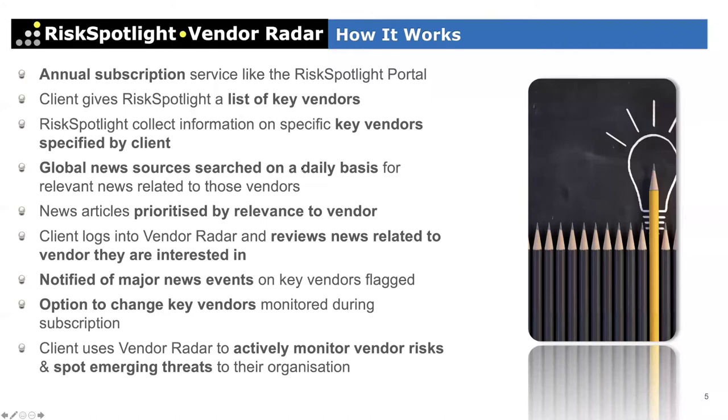So this is the detail of how the vendor service will work. It'll be an annual service, and in this case, you customize the service. You give us the list of your 15, 20, 50, 100 key vendors you want to monitor, and we will use our scanning technology to bring all the relevant articles about your key vendors. So when you log into the service, you will only see articles related to the vendors you are dealing with. You don't have to worry about all the other vendors we may be collecting on for other organizations. That way you can just get the content specific to your vendors.